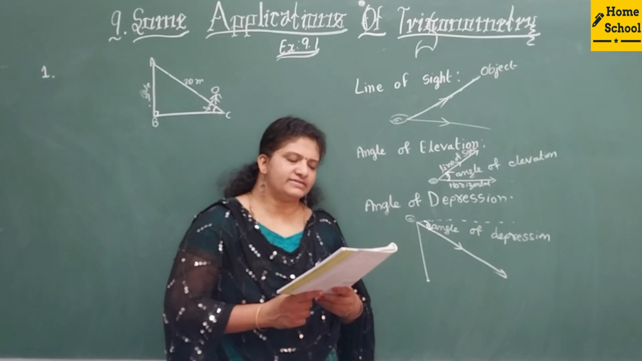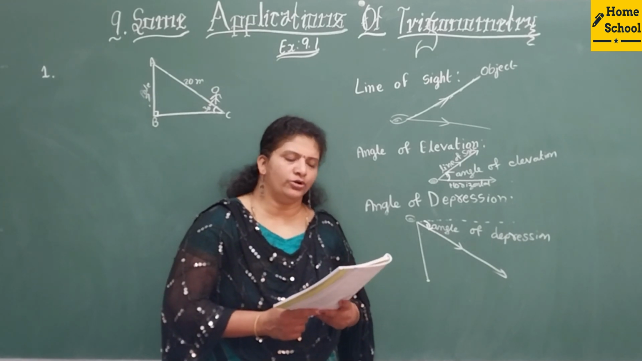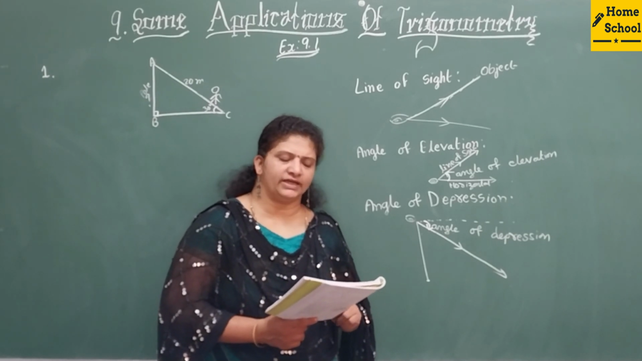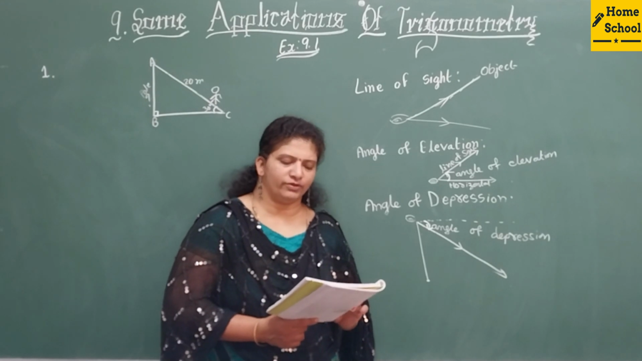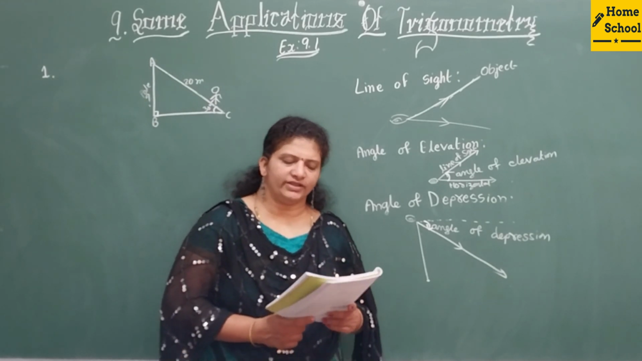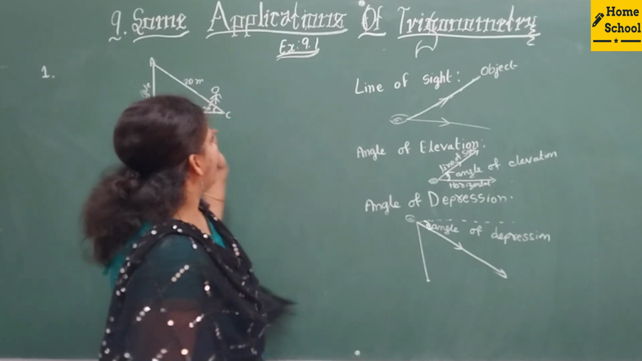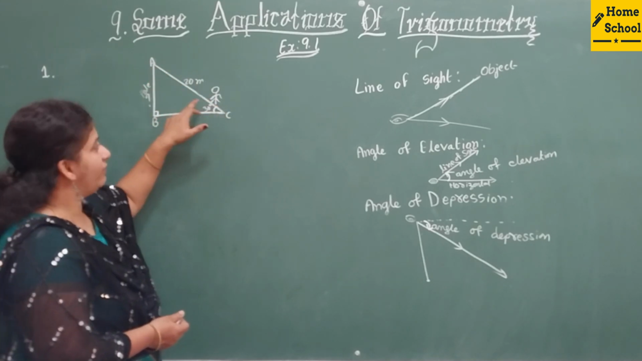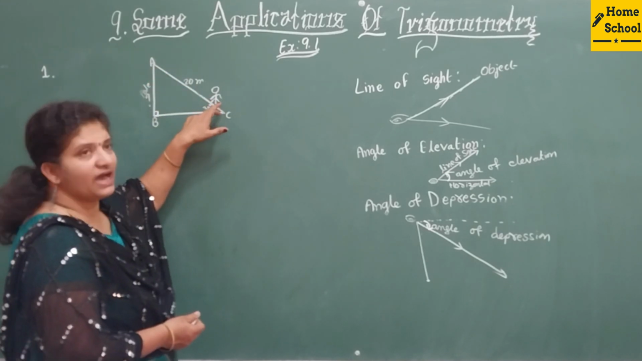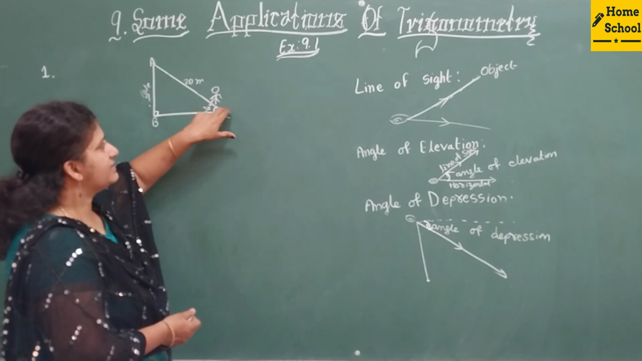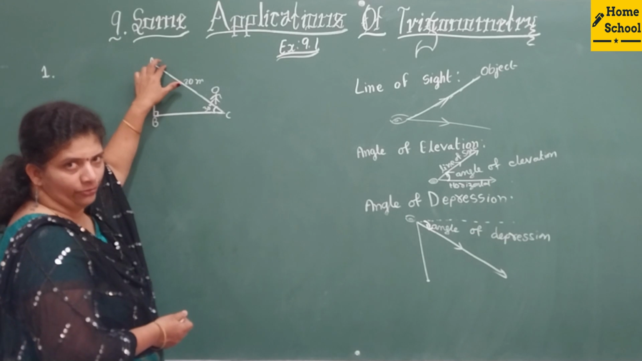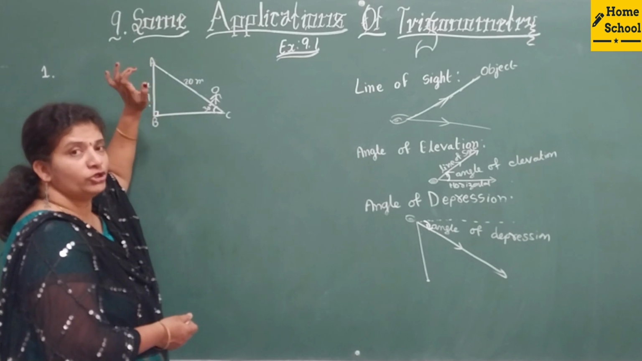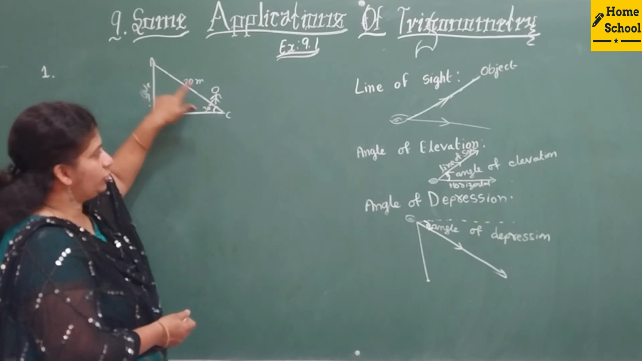A circus artist is climbing a 20-meter long rope which is tightly stretched and tied from the top of a vertical pole to the ground. Find the height of the pole if the angle made by the rope with the ground level is 30 degrees. You can observe the figure here. This is a long rope, right? AC is a long rope of length 20 meters. A circus artist is climbing the long rope, whereas this rope is tightly stretched from the top of a vertical pole to the ground.